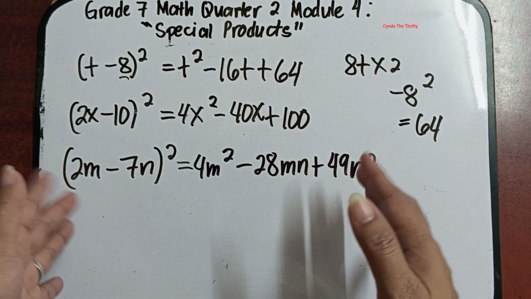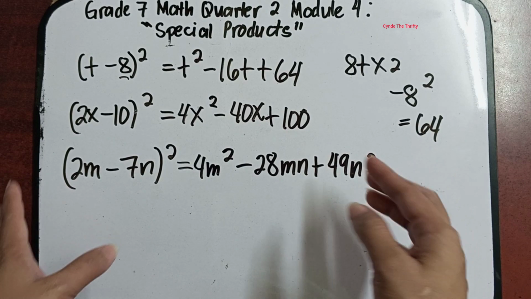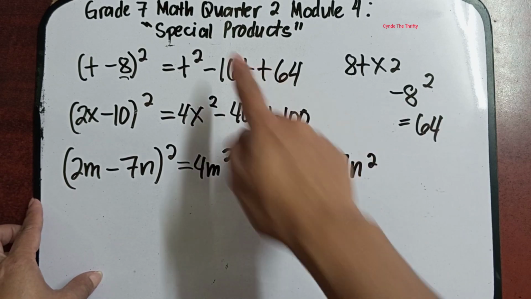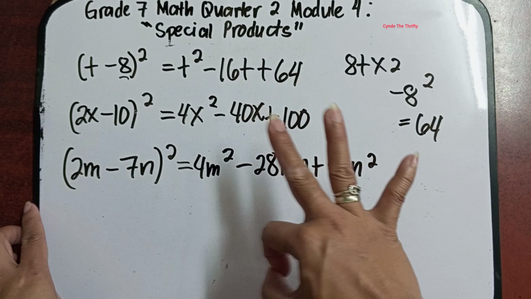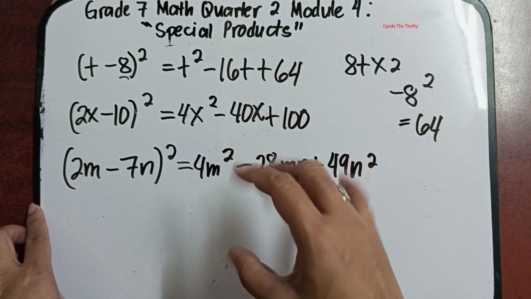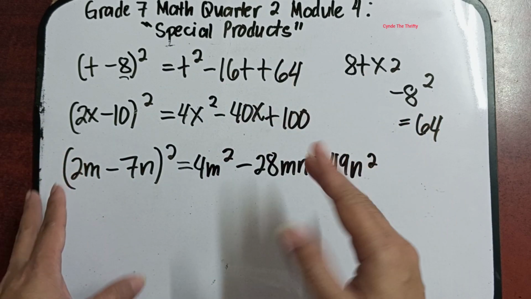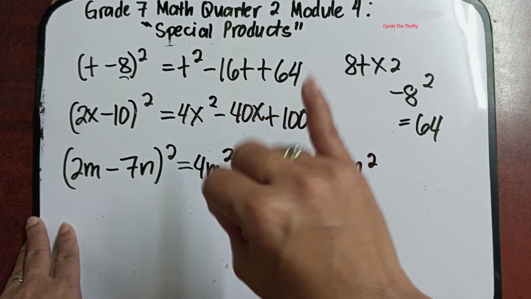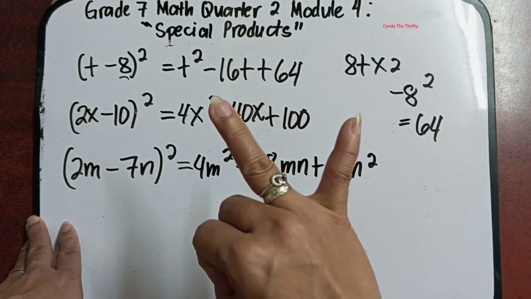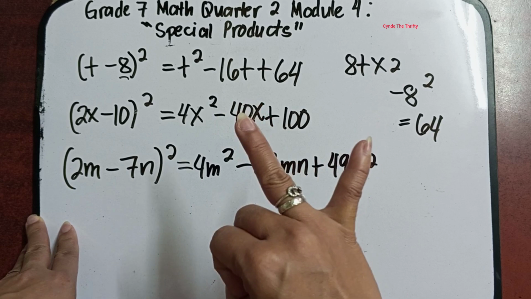O, diba, napakadali lang talaga mag-multiply ng polynomial kapag alam mo yung mga special products. So, natapos na tayo sa 3, 2 na lang yung kulang. So, sa susunod na naman nating lesson, pag-uusapan yung dalawa. Ang dalawa is cube of a binomial at ang isa is product of a binomial and a trinomial.